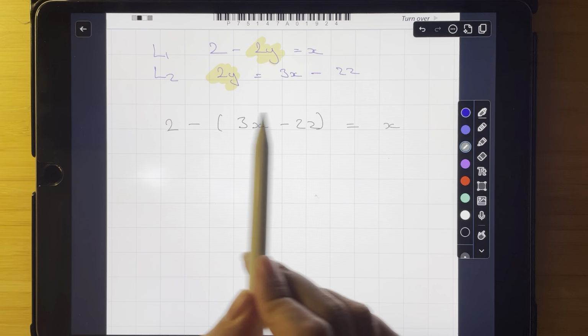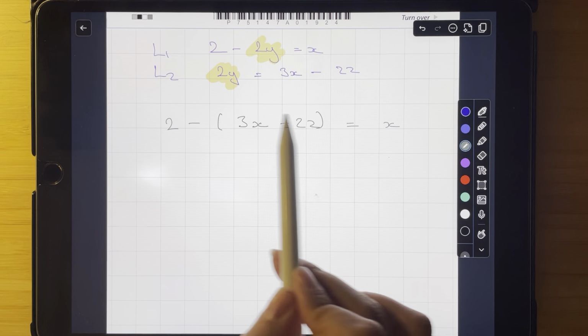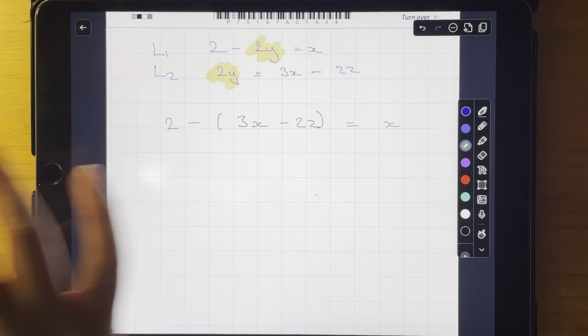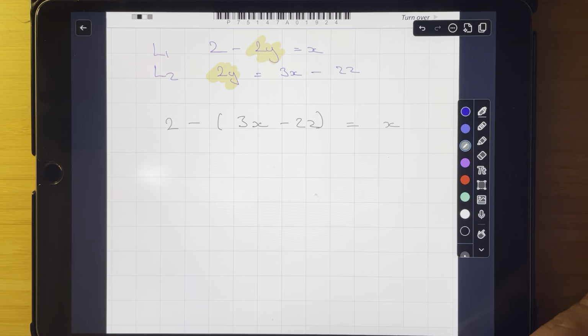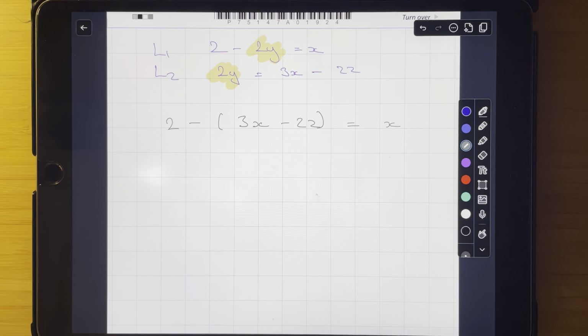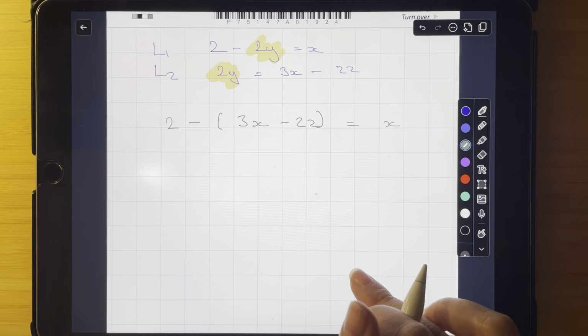The reason I want to do that is because now I have everything in terms of x. So if I gather all the x's onto one side and all the numbers on the other, I can find out what x is. And then that will allow me to find out what y is. So that's a really good start. Let's just carry on with this.